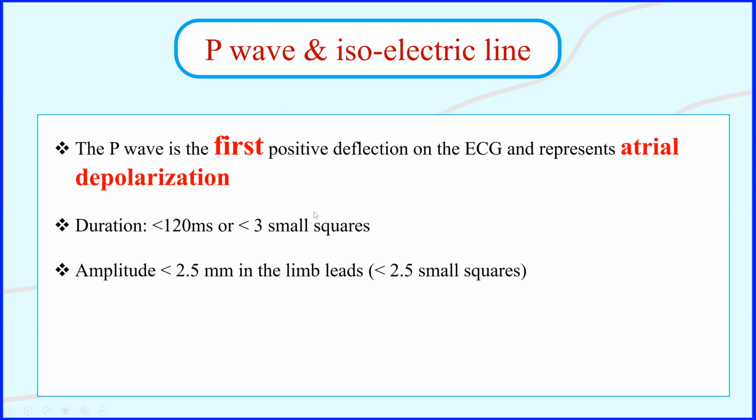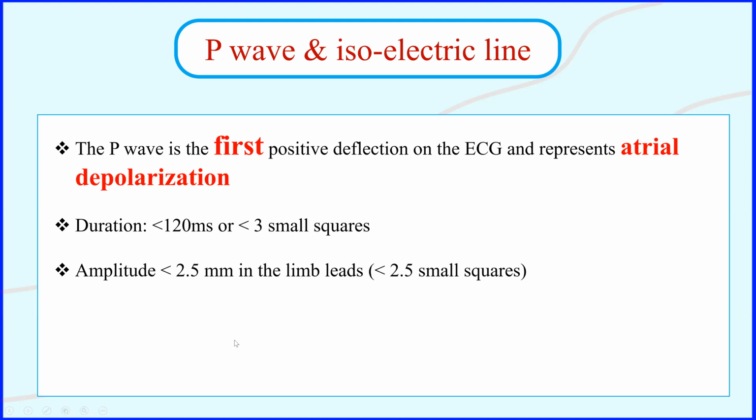Okay, now let's talk about the normal properties of the P wave. The duration of the P wave, so the width of the P wave, is less than 120 milliseconds. And I usually don't like to use the milliseconds here. We use the small squares. So we remember that every one small square is equal to 40 milliseconds. So 120 milliseconds is actually 3 small squares. So the duration of P wave should not exceed 3 small squares, okay? It's up to 3 small squares.